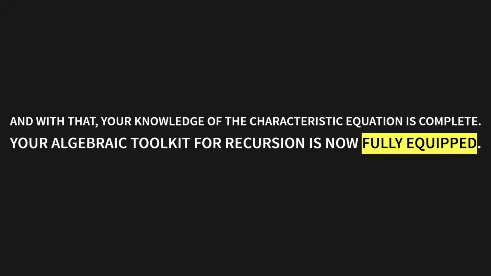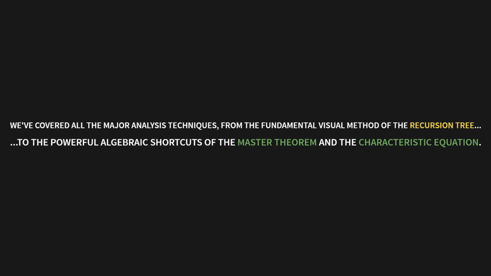And with that, your knowledge of the characteristic equation is complete. Your algebraic toolkit for recursion is now fully equipped. We've covered all the major analysis techniques, from the fundamental visual method of the recursion tree to the powerful algebraic shortcuts of the master theorem and the characteristic equation. Let's go back to where we started this hour.